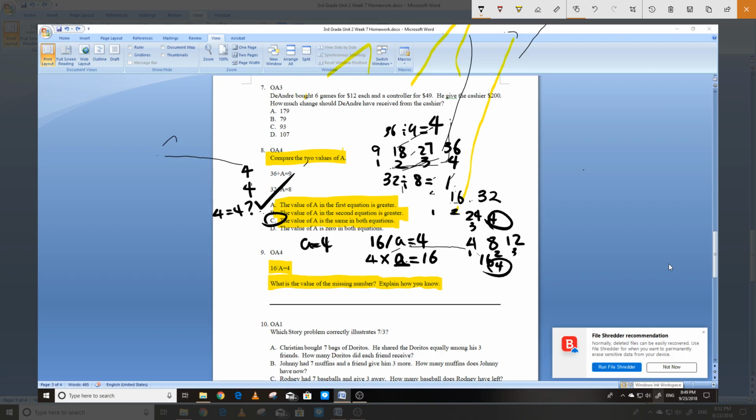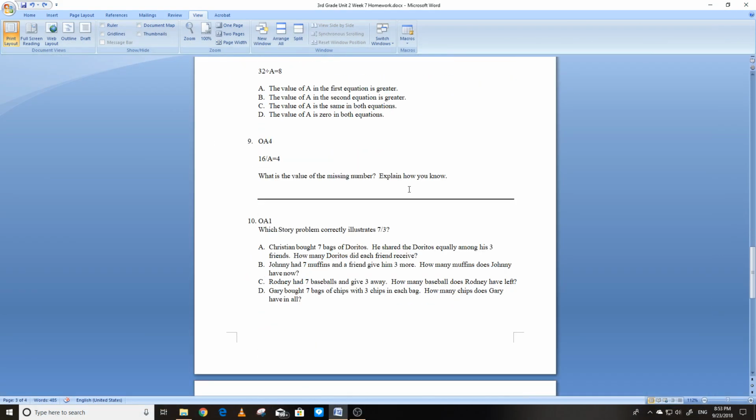So, how do we answer this question? You should write the value of the missing number is 4. Explain how you know. Because 4 times 4 equals 16. Okay, you can say something like that. Pretty simple, pretty straightforward. Thank you so much for paying attention over here.